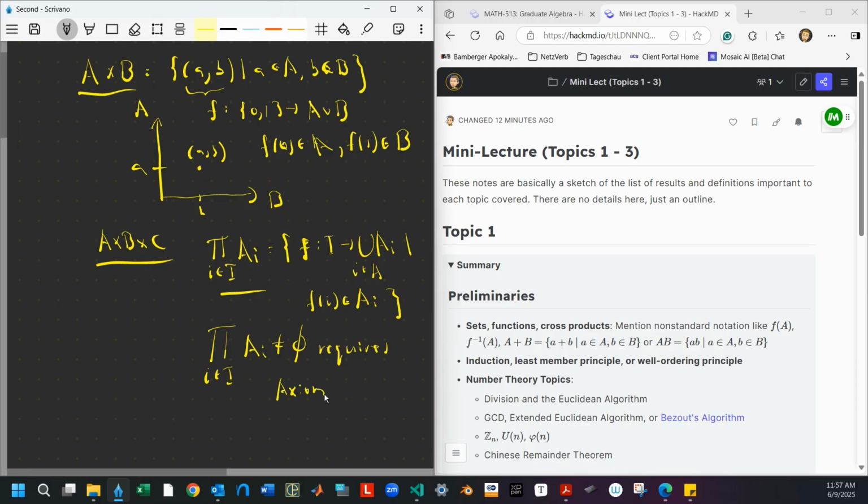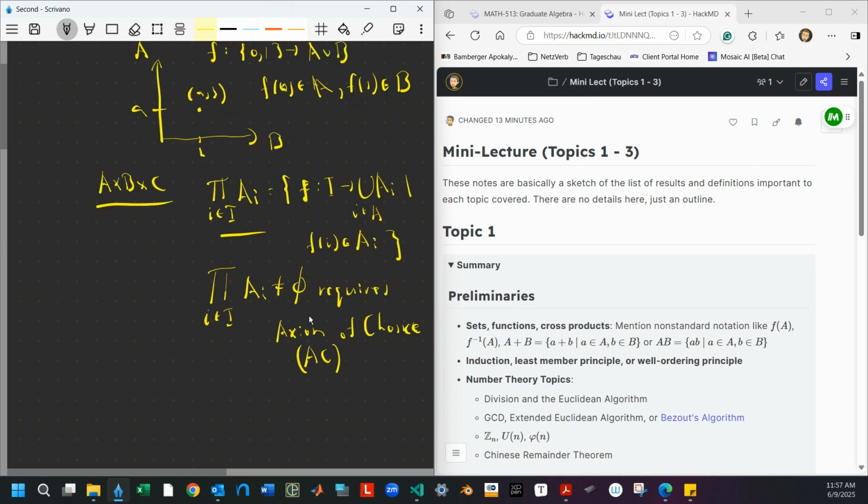So we are getting into a little bit of set theory when we start using these things, but we have to use them all the time in algebra. In fact, saying this is always non-empty when these are always non-empty is actually equivalent to the axiom of choice, sometimes abbreviated AC. We won't really use it much in this class, but it comes up now and then.